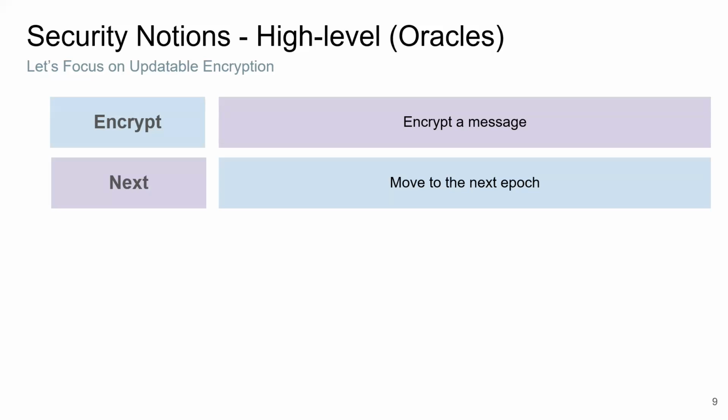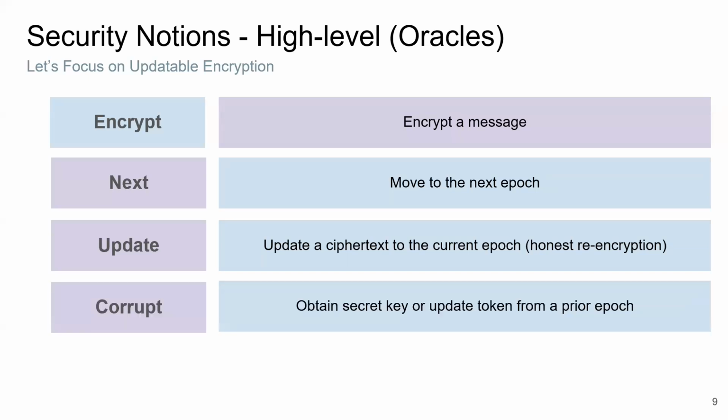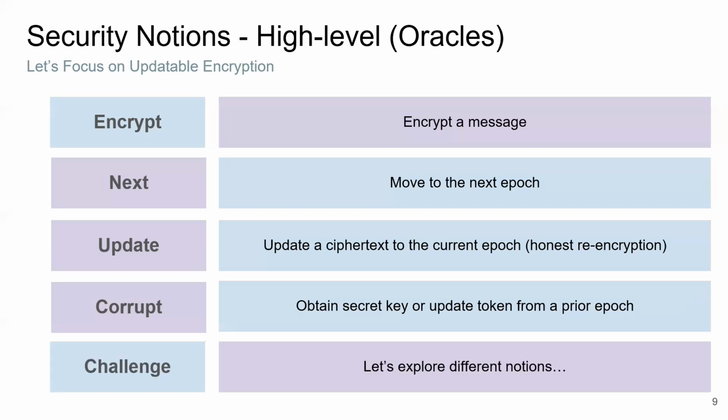Then when you move to the next epoch, the encryption oracle is now using the key of the new epoch. You have an update oracle, which allows you to update ciphertext to the current epoch, with some extra restrictions on it, which is that the ciphertexts that are submitted have to be previously honestly generated. You have a corrupt oracle, which allows you to obtain either a secret key or an update token from a previous epoch. And then with all these, you have some challenge which you need to satisfy.